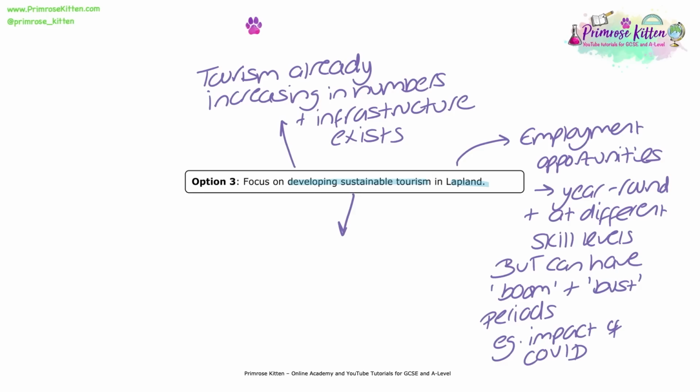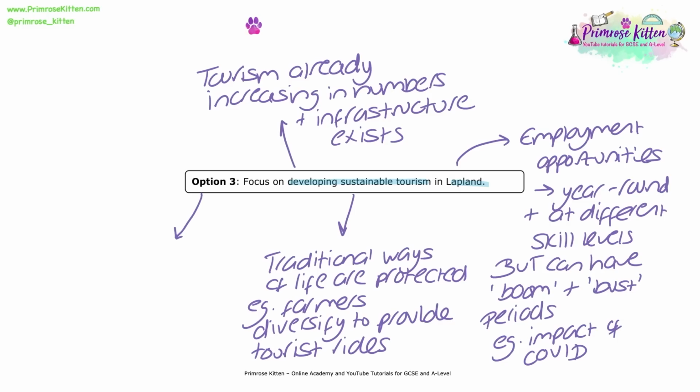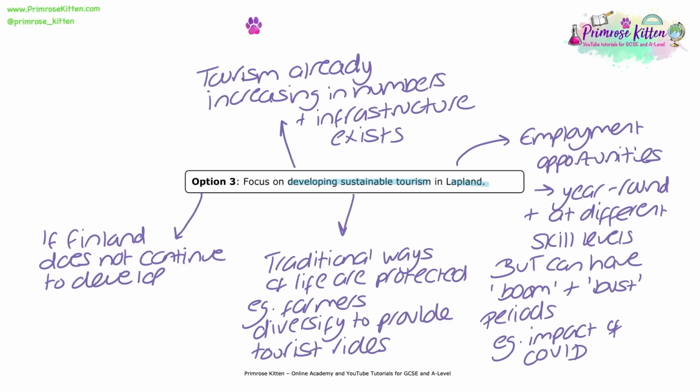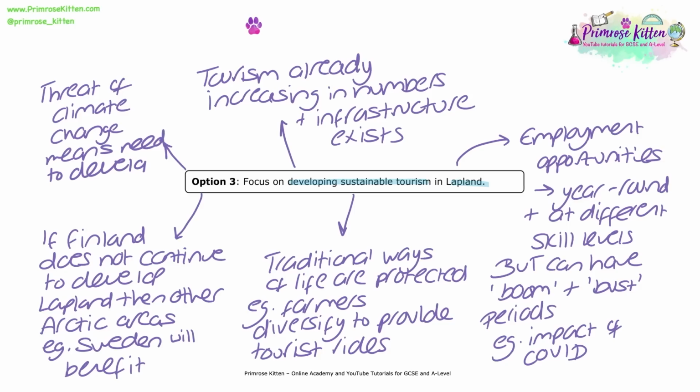In addition, developing sustainable tourism means that traditional ways of life are protected, as reindeer farmers can diversify to provide tourist rides, for example. There are also the arguments that if Finland does not continue to develop Lapland, then the other Arctic areas, such as Swedish Lapland, will benefit. And that finally, with the threat of climate change, there is the need to develop beyond traditional industries.